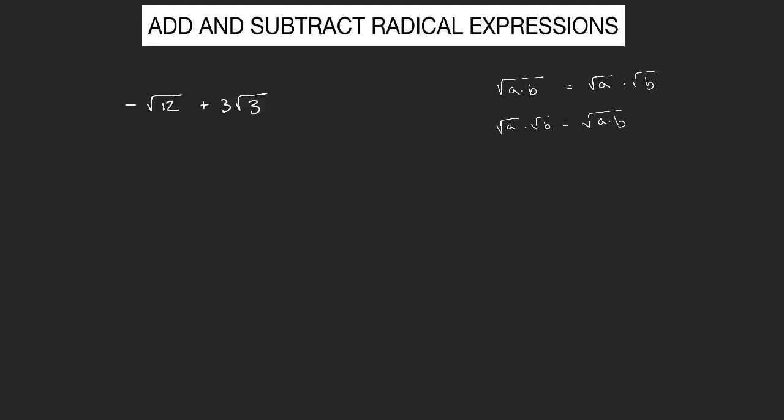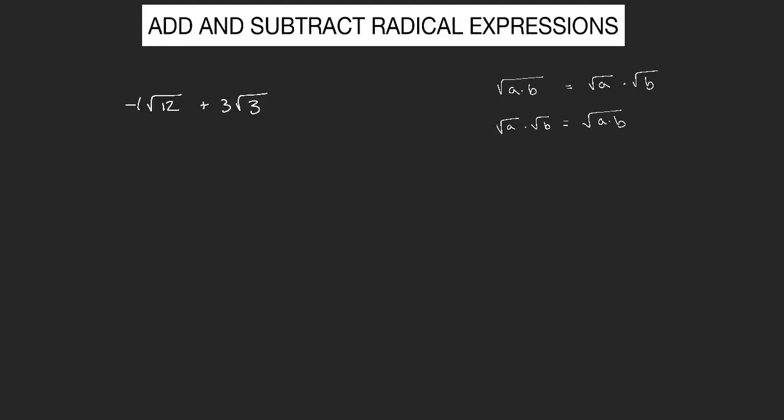Okay, negative 1 times root 12 plus 3 times root 3. Remember, once again, if you don't see a number in front of something, you're going to automatically know that that's a negative 1. Okay, a negative sign means negative 1. You don't see a number out there, there's a 1. There's an invisible 1. I'll draw that 1 in for you. There you go.